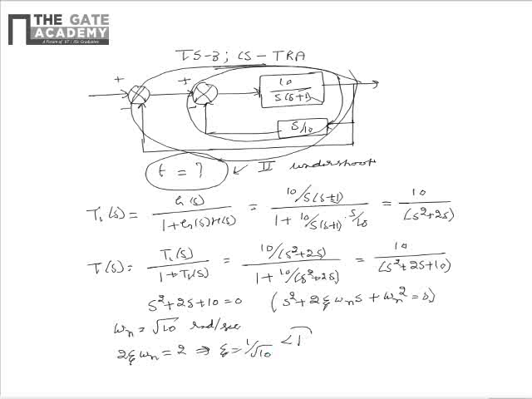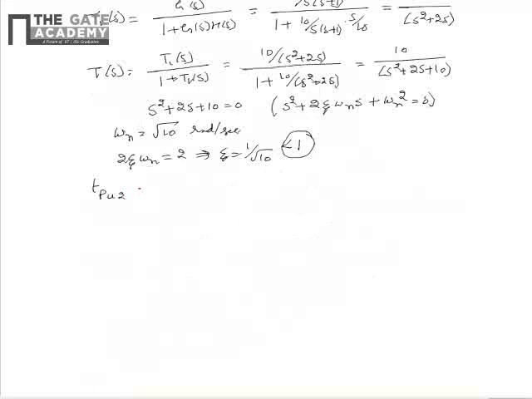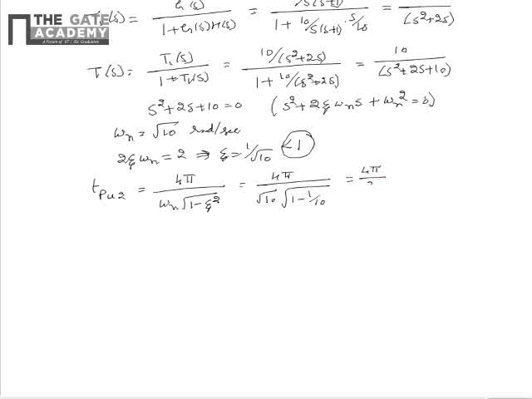As eta is less than 1, we can say that in the unit step response of the control system there will be undershoots and overshoots. So the instant of the second undershoot can be given as T_PU2 is equal to 4 pi divided by omega n multiplied by square root of 1 minus eta square, which can be simplified as 4 pi divided by root 10 multiplied by square root of 1 minus 1 by 10, that is equal to 4 pi by 3.